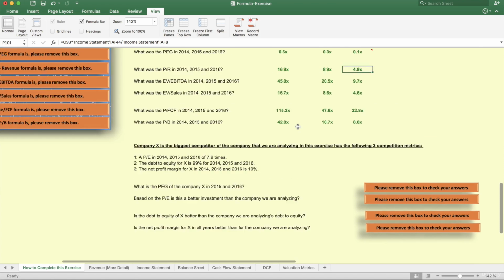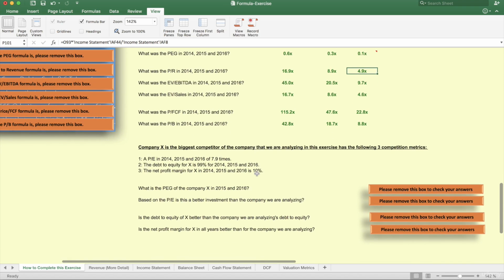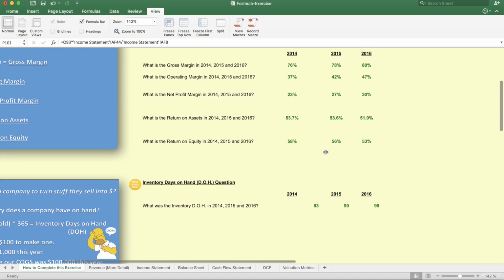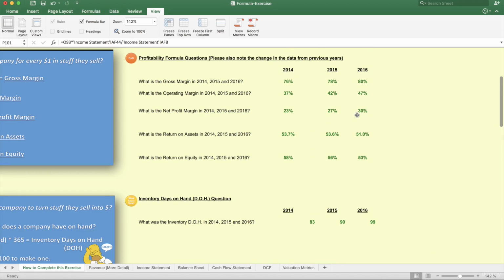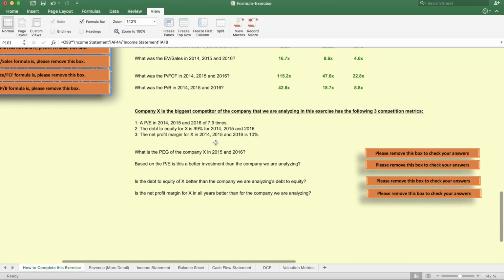What's our debt to equity ratio anyway? Wow, we're really low. And their net profit margin is 10%. What are we at again? Net profit margin. Oh, we're kicking their butts. And we're growing too, right? This means they're not growing. They have a lot of debt and they're not growing. What's the PEG of the company? For 2015-16, I don't think it's really applicable because there's no growth. It used to be divided by 0.